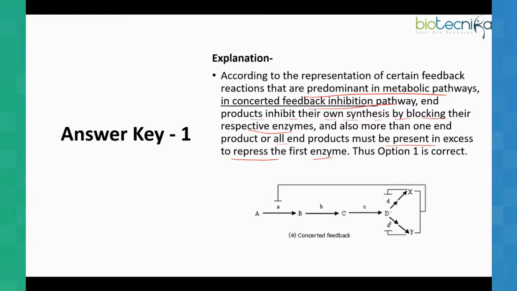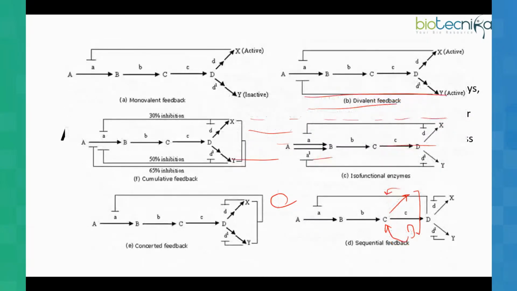See, X is prevented by its own synthesis. Y prevents its own synthesis, and if they are present in equal amounts, then they will be inhibiting the first enzyme. Just so you know, there are other types of inhibition as well. For example, you can take cumulative inhibition. Just now we saw concerted.